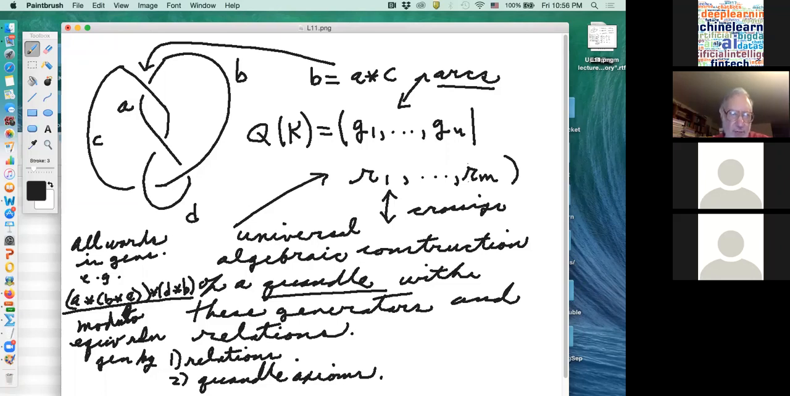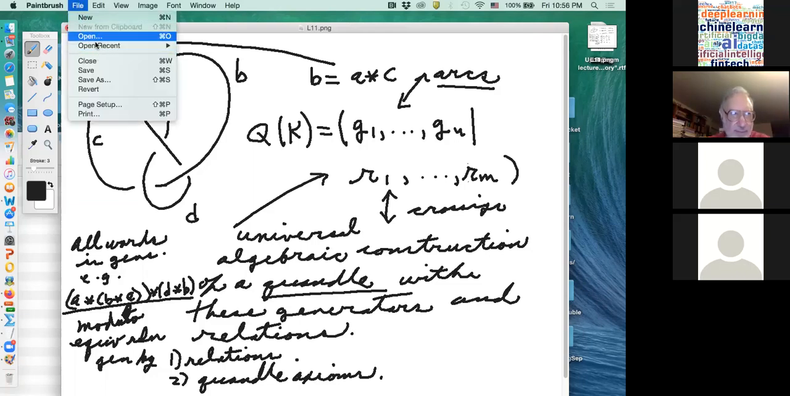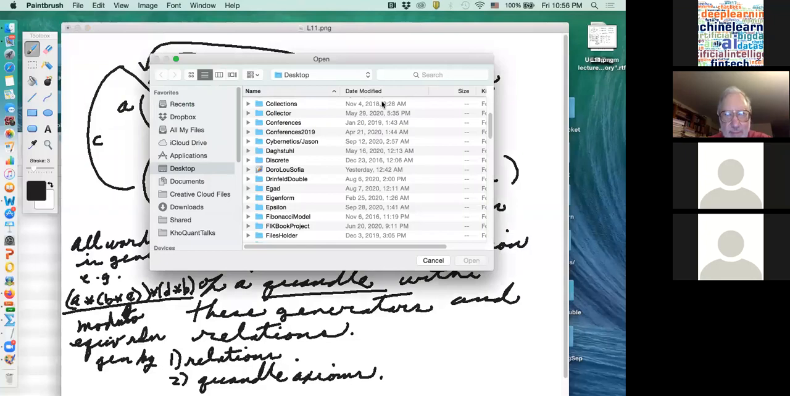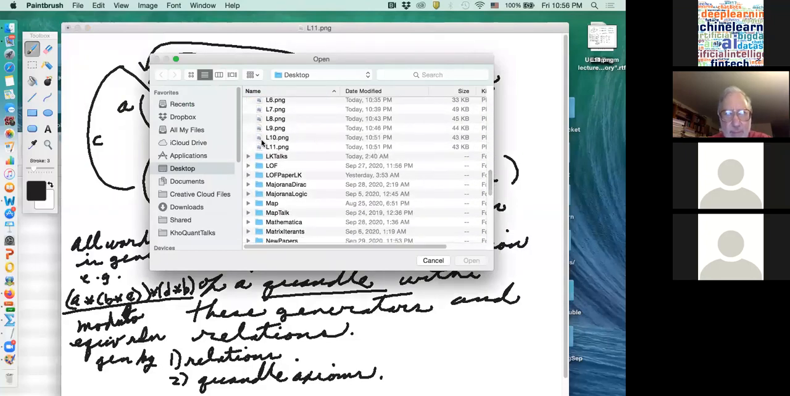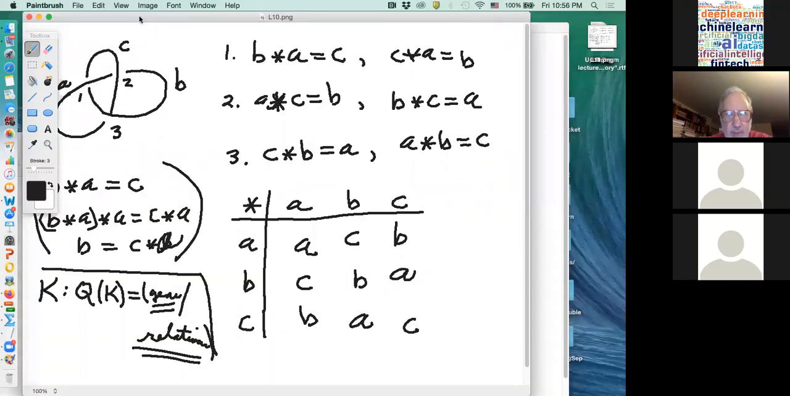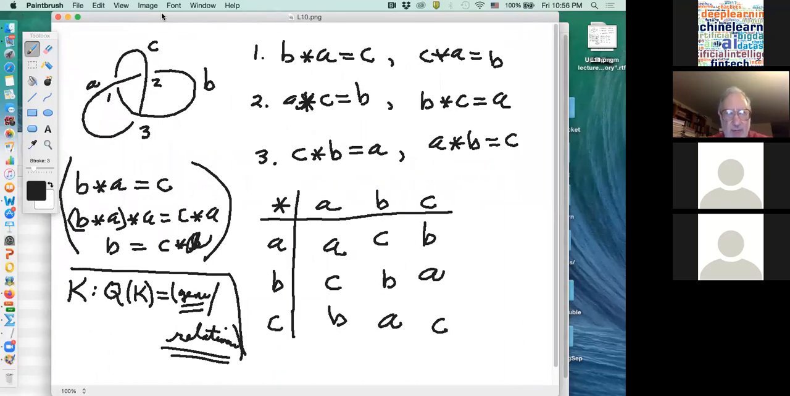Now, of course, it's not something that you can know directly very easily, except in special cases. But in fact, we just did find out everything we needed to know about the universal algebraic construction of the quandle for the trefoil knot. Let's look back, because we just did exactly what I told you we should do.